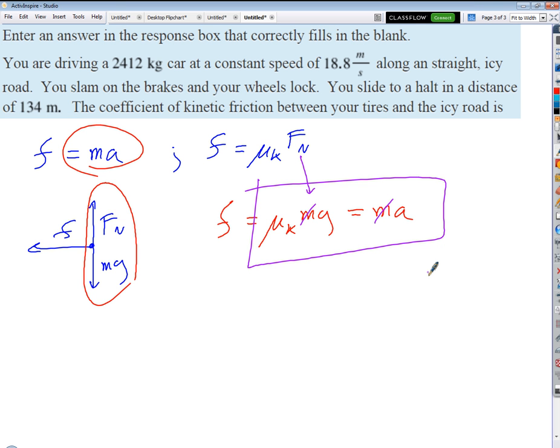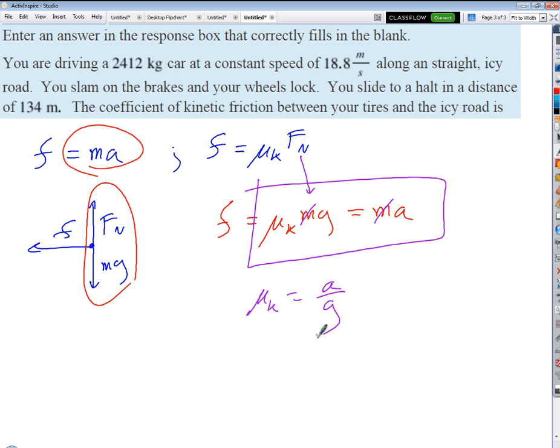And doesn't that make sense? It really shouldn't make any difference, should it, how heavy the car is here? The car is just gonna slide the same distance no matter what, right? Okay? So if I solve for mu, all I have to do is divide both sides by g, right? So mu sub k equals a divided by g. Got that?